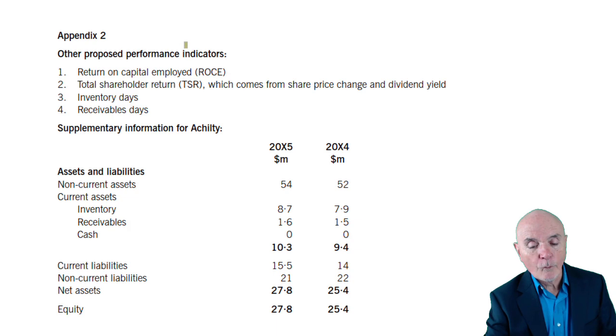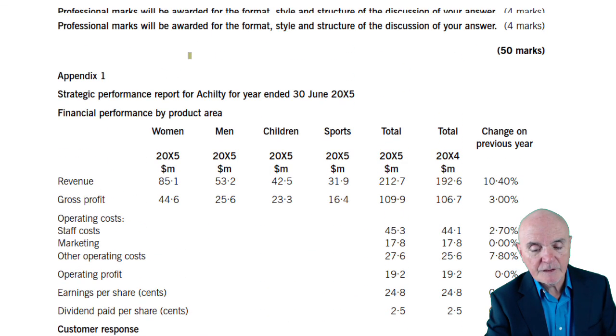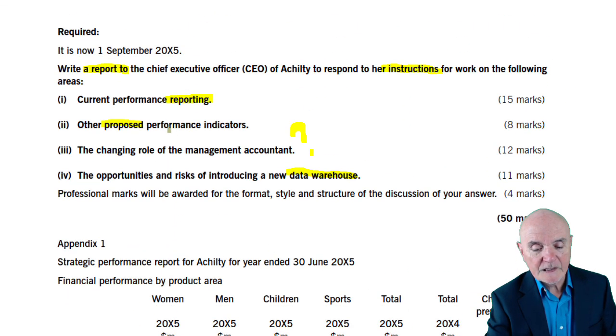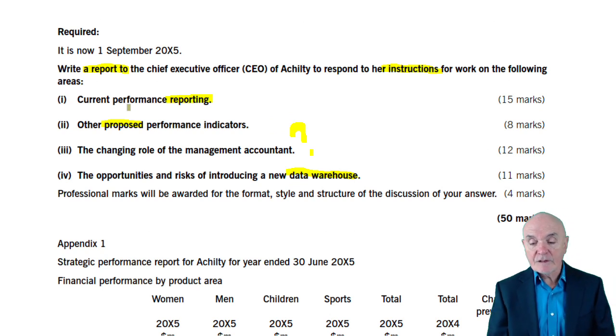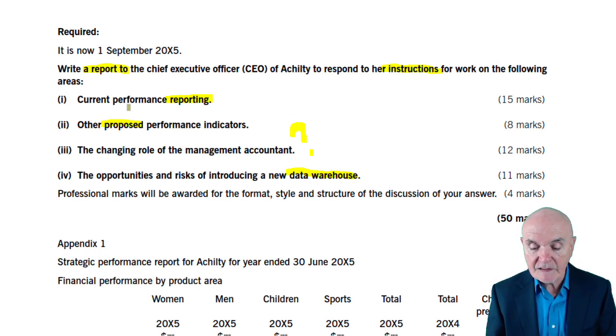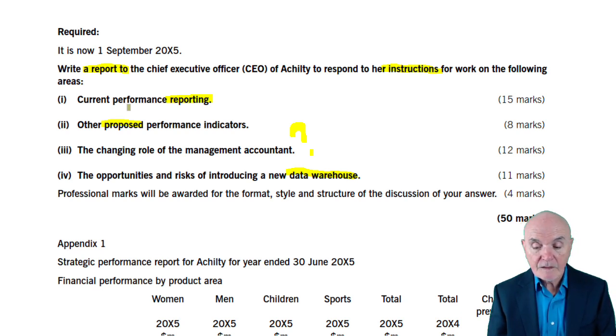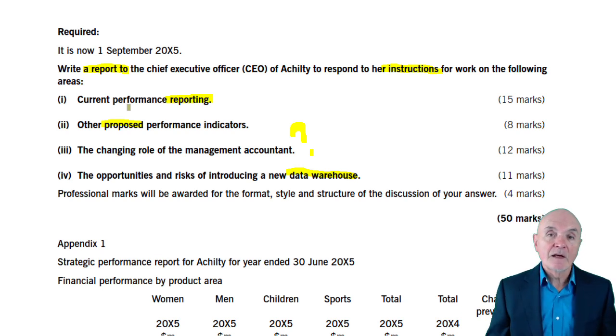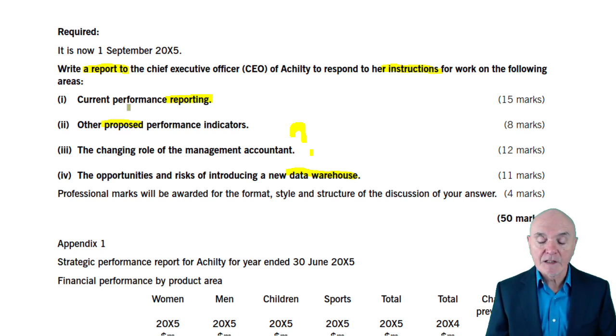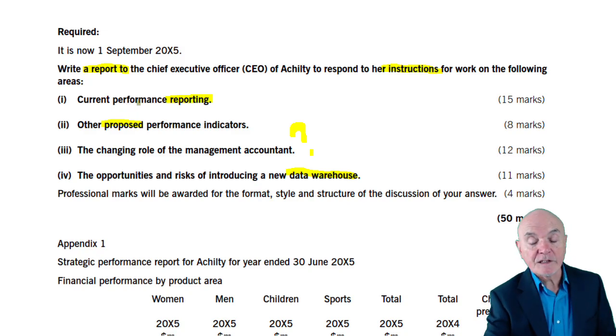So this kind of forewarns us what the question is about. We know it is, 2 parts of it really, 23 marks plus maybe some of the style marks, are for performance reporting and performance indicators. And then the rest of the question, something perhaps slightly mysterious at the moment, changing role of the management accountant, and then perhaps hitting more of a comfort zone, the new data warehouse.